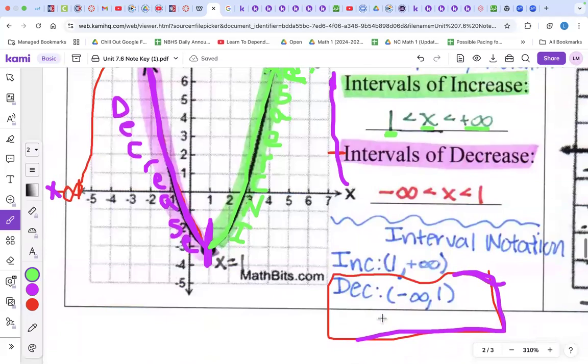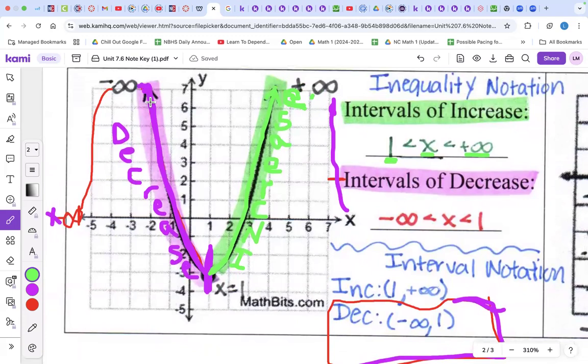And again, you're going to see these both ways. You're going to see it written like this. It started at negative infinity and went all the way to 1 for the decrease. And for the increase, this one, increase, it started at 1 and went up to positive infinity. All right, and again, 2 ways to write them, this way or this way. You're going to see both of these ways.